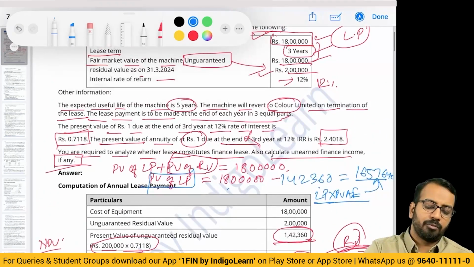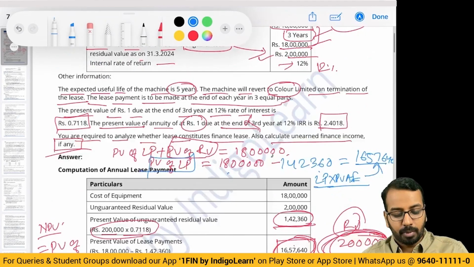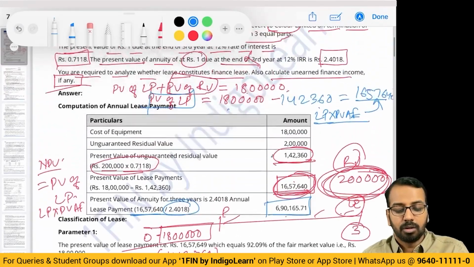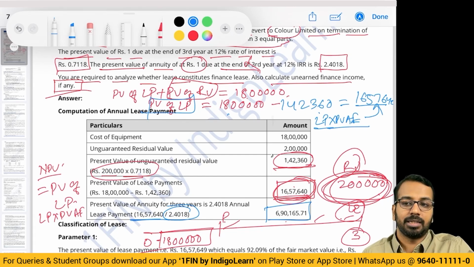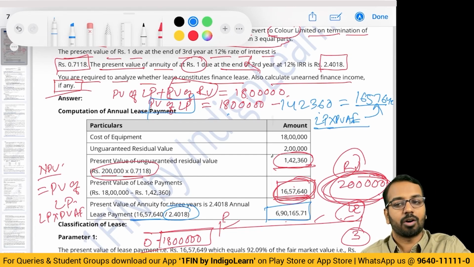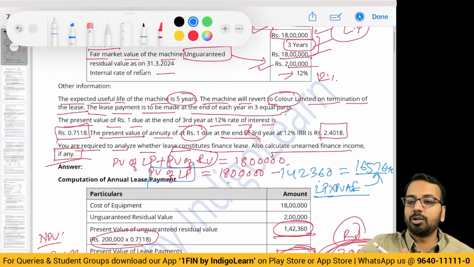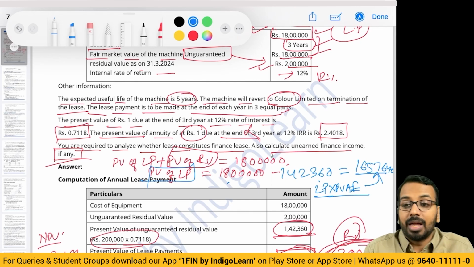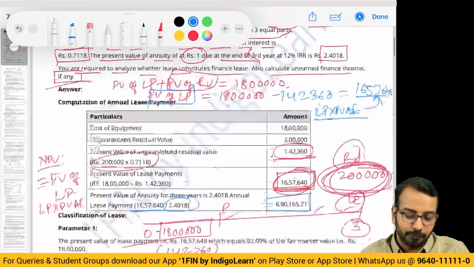No, whether to give theory or not depends on the marks fully. This is a 4-mark question. In 4 marks, there is so much calculation already given. How much theory will you explain? So, no need to give a lot of theory. But conditions checking you have to explain: yes, it has met the condition or not. But for 4 marks, I don't expect you to write that a lease is a finance lease if the 5 conditions are satisfied, then do the calculations and so on.